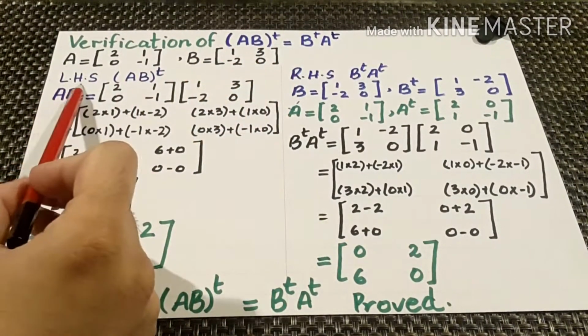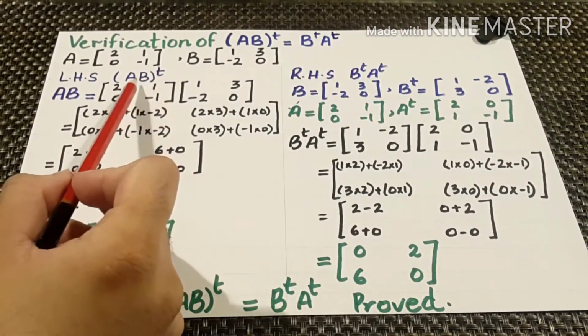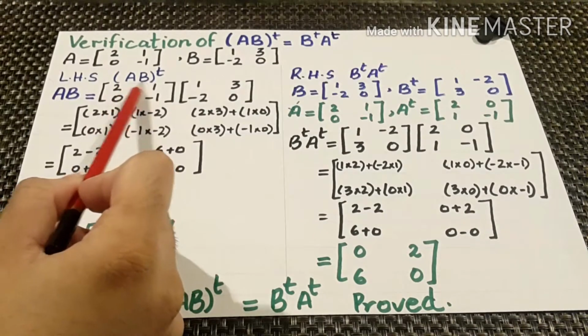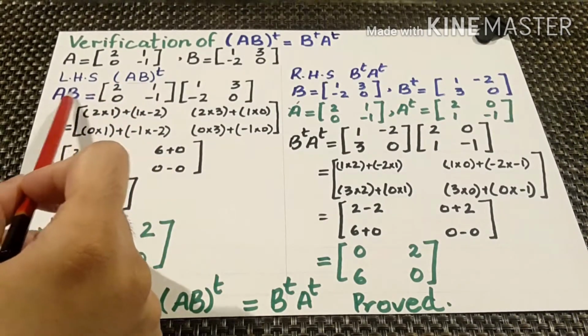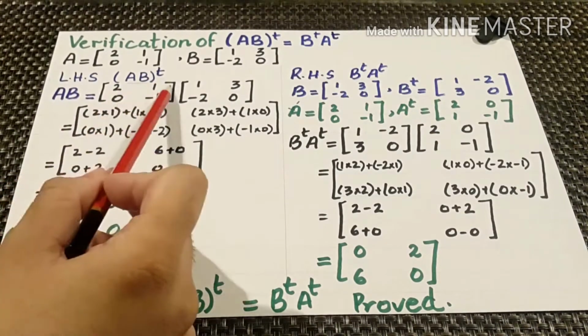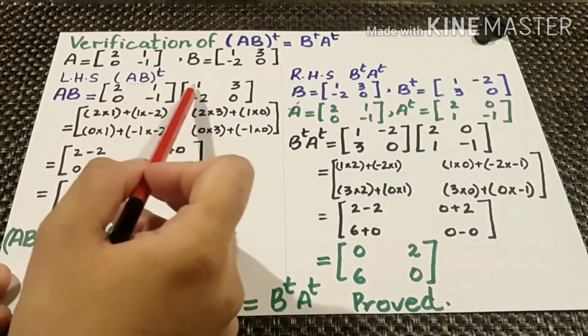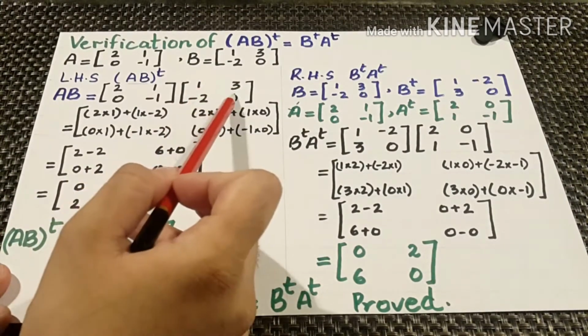Now first we will take the left hand side, that is AB whole transpose. This means that first we have to find the matrix that is AB. AB means that we multiply both the matrices. Now we write A matrix 2, 1, 0, -1. We multiply it with the B matrix, that is 1, 3, -2 and 0.